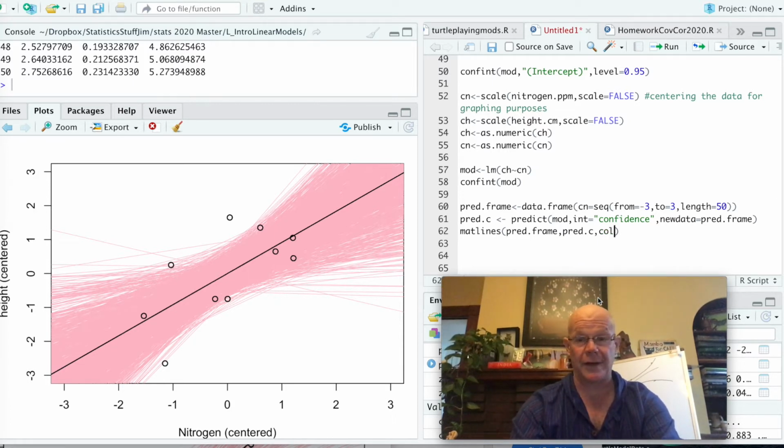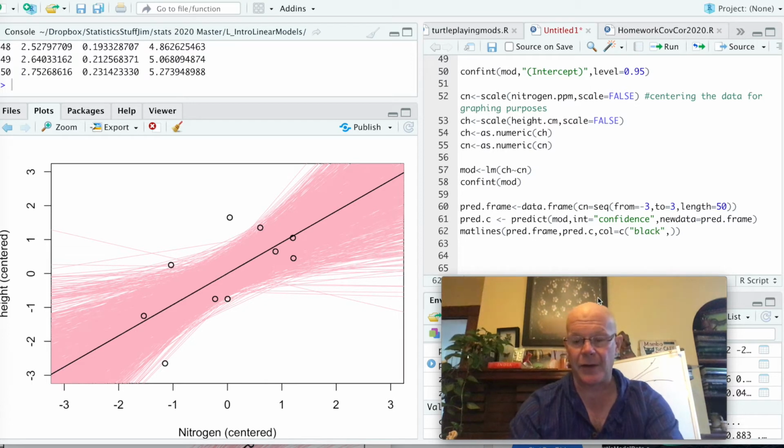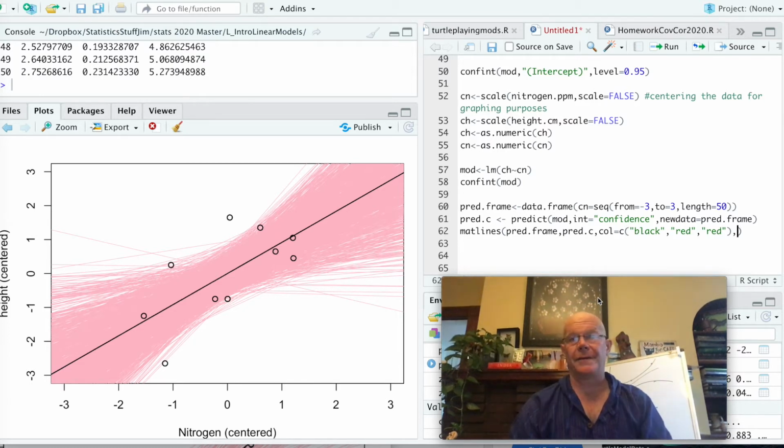I'm going to say that the color is going to equal, I will say that my fitted values are black. And then for the 95% confidence intervals, I'm going to say that those will be red. And then just to make the graph look fancier and prettier, I'm going to say that my line widths are 3, so that way they're big. They're not little, measly lines. They're going to be big fat lines.